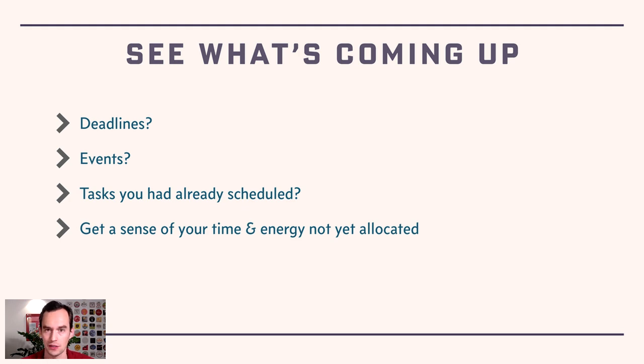What are some deadlines that are coming up, if any? Are there any events that you've got scheduled? Could also be like meetings or bigger events. Are there any tasks that for some reason you had already said you were going to do this week? Could be like maybe you told a friend that you'd help them move apartments or something like that, right? Like, are there things that are already pre-planned?